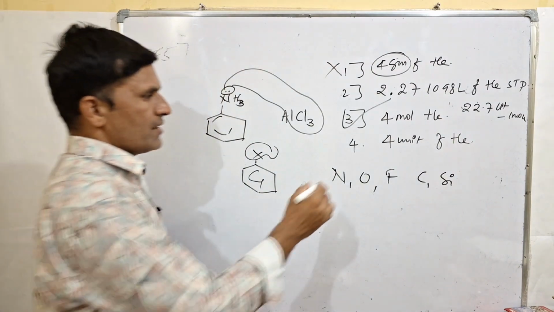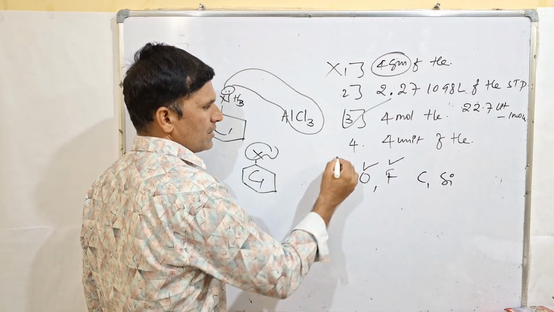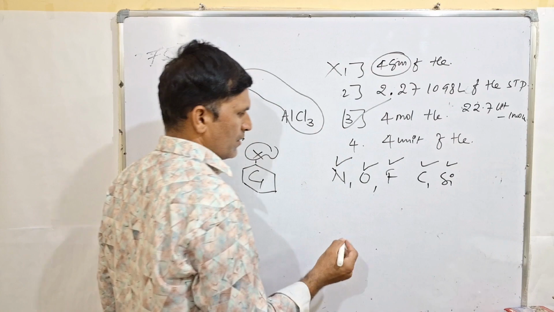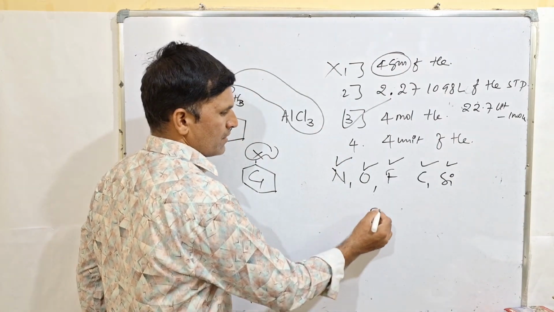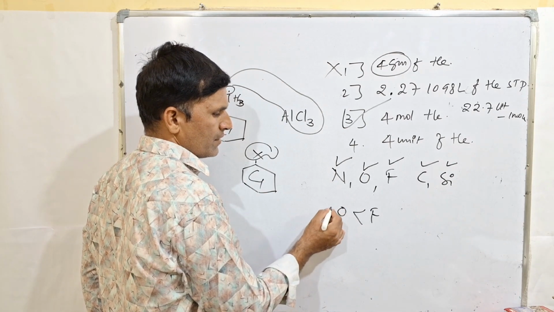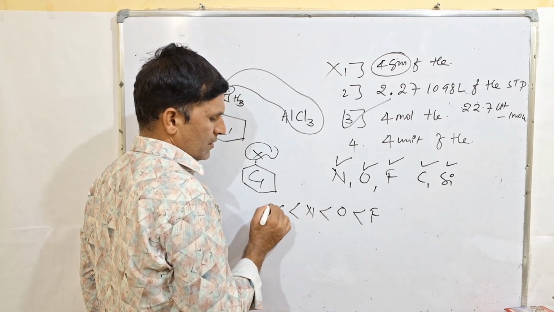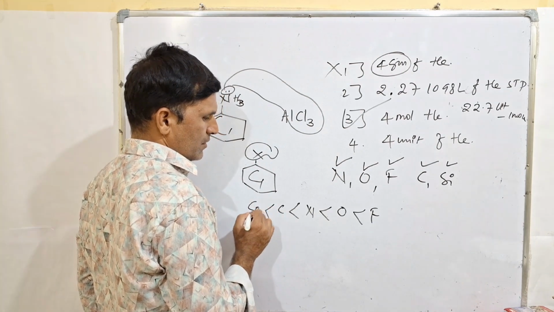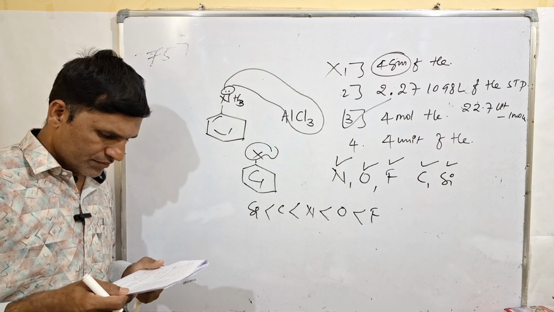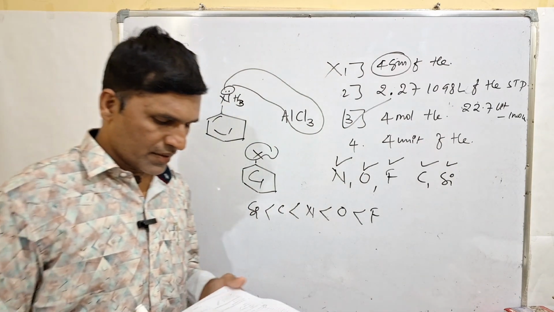Now we know that the highest electronegative element is this one, followed by oxygen, then nitrogen, then carbon, then silicon. So therefore we will start like this. They have said increasing order, which means you try to write like this: nitrogen, then carbon, then silicon. So your right option is the third option in the question paper, right?